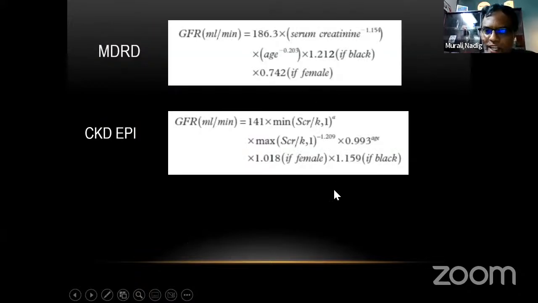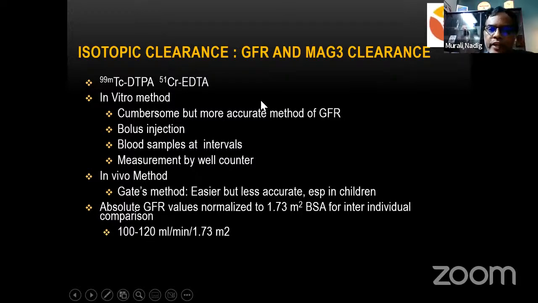So these are some formulae. If you want, you can see them later. Therefore, isotopic clearance, that is GFR or MAG3 clearance or effective renal plasma flow estimation, have become quite popular. In isotopic clearance, chromium 51 EDTA is ideally a better agent, but chromium 51 is not universally available. Therefore, we use technetium 99m DTPA. So here we have two ways of estimation. One is called the in vitro method, another is called the in vivo method.